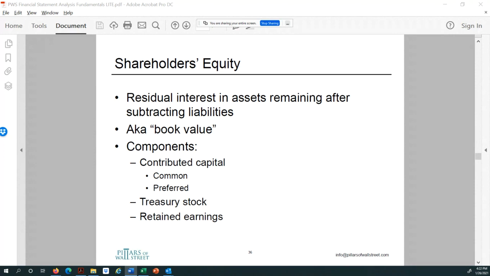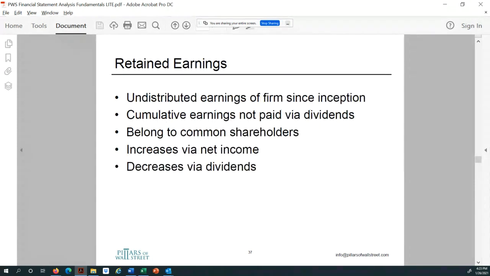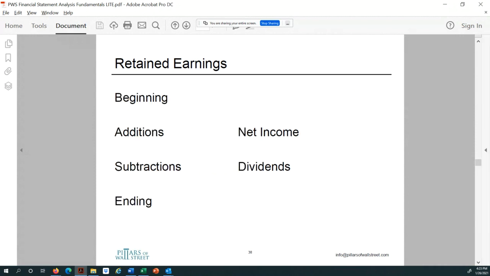Treasury stock, that's stock the company buys back. That's known as a contra account because it reduces the value of equity on the balance sheet. And finally, retained earnings represents the earnings of a firm that it reinvests in the company rather than paying out via dividends. As we saw, retained earnings represents all the undistributed earnings of a firm since inception. Essentially, cumulative earnings not paid out via dividends. So basically, retained earnings goes up with net income, down by dividends.